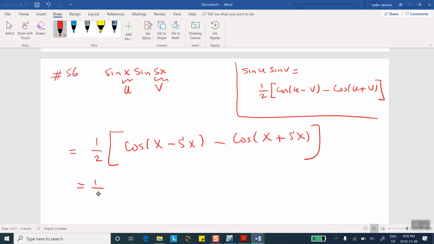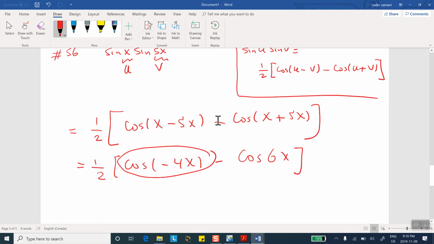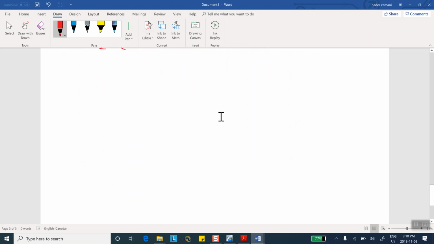So if you clean this up, you have cosine of minus 4x minus cosine of 6x. But if you look at the answer in the book, I don't know whether they have it or not, but cosine is an even function. This minus sign doesn't do anything. So this is going to be 1/2 cosine of 4x minus cosine of 6x. So probably the answer in the book looks like that. Let's do the next one, which is number 57.